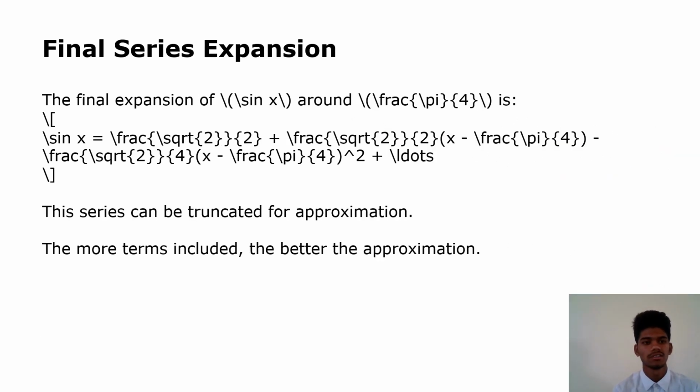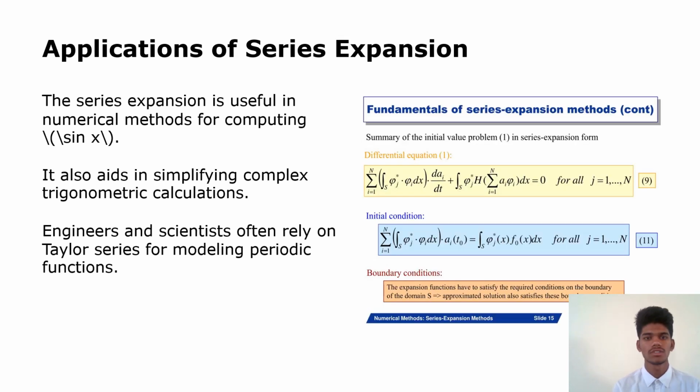Final series expansion. The final expansion of e power x into sin y is equal to y plus xy plus x square y by 2 minus y cube by 6. This series can be truncated for approximation. The more terms included, the better the approximation. Applications of series expansion. The series expansion is useful in numerical methods for computing e power x into sin y. It also aids in simplifying complex trigonometric calculations.